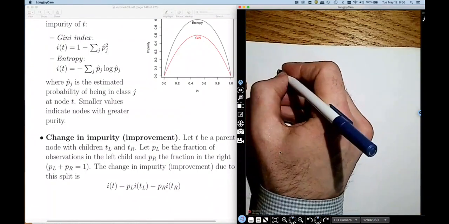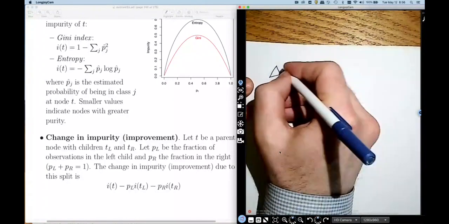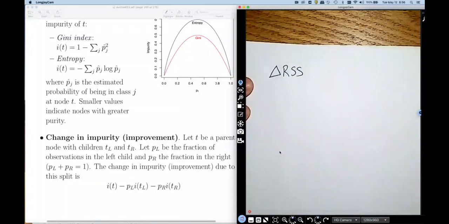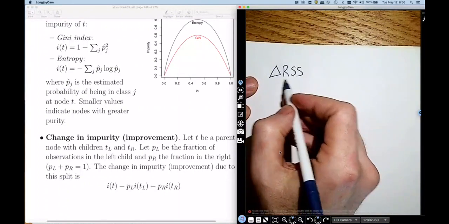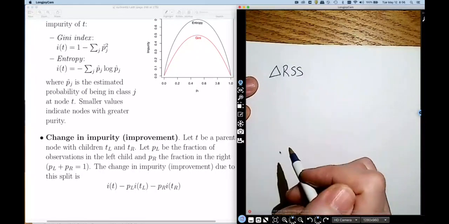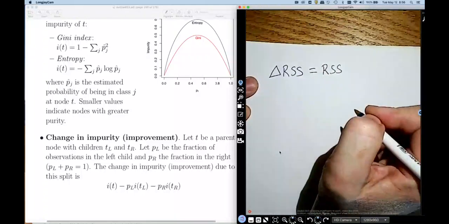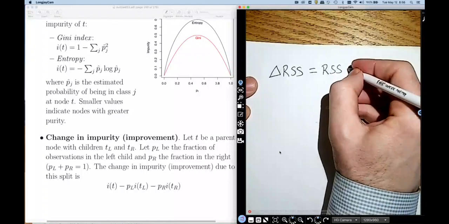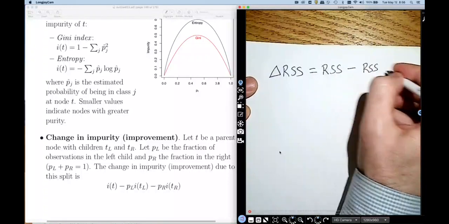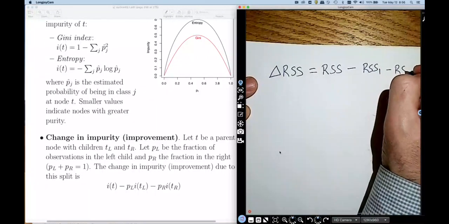So let me help us a little bit by refreshing our memory of what we were doing with regression trees. Regression trees were very greedy, and they sought the split that would cause the greatest reduction in RSS. So let's just write this as RSS for the parent node, and I won't give it any subscript, minus RSS for the left child, which we'll call RSS1, minus RSS2.